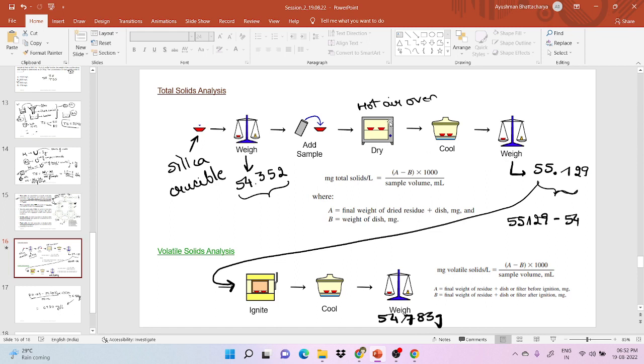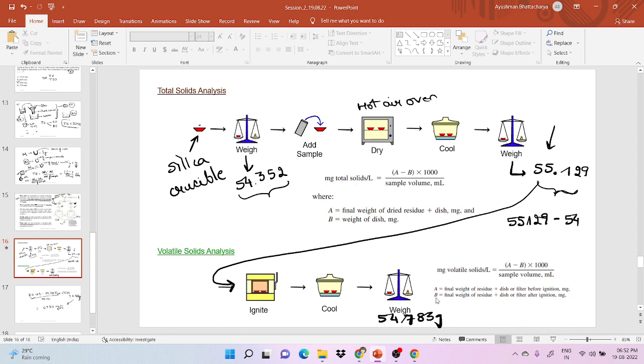Yes, this 55.129 is there, right? This is total solids, right? Yes, this is total solid. And when we ignite it at this temperature, whatever evaporated solids is there, that is volatile solids, right? And the weight remaining here, 54.78, this is fixed solids, right? So if we want to get that evaporated, that escaped volatile solid, we have to subtract this from here.